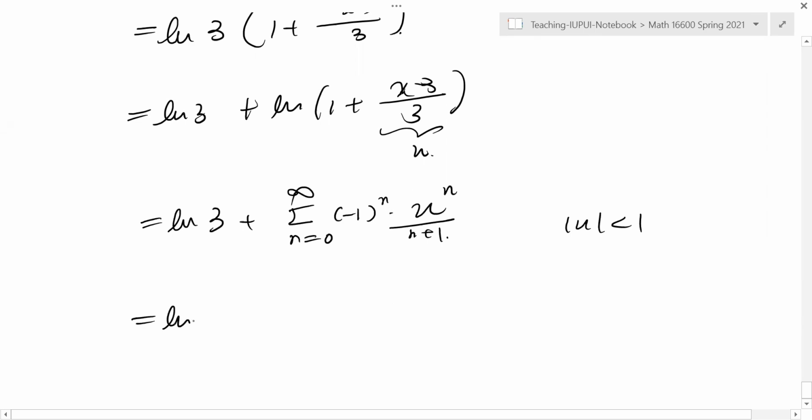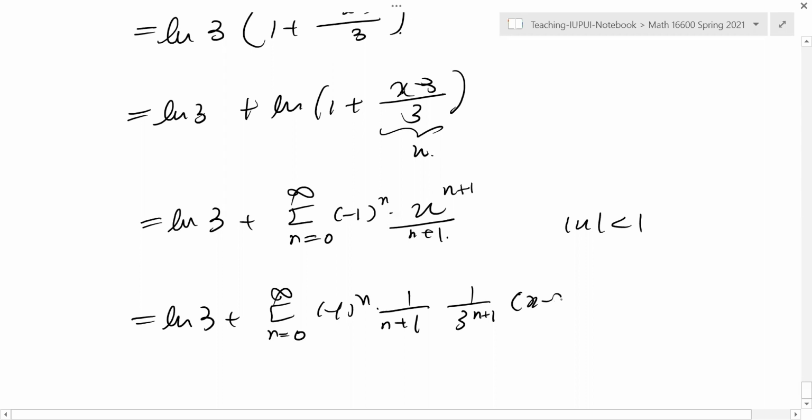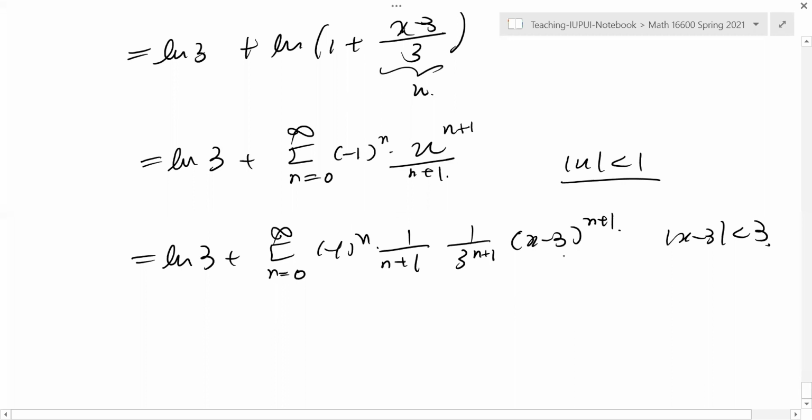Okay. So finally, we get n plus 1. Here, what is u? u is going to be x minus 3 over 3. And here's x minus 3 to the n plus 1. And this inequality is the same as this inequality. So we get a power series representation for natural log of x. I'm going to stop here.